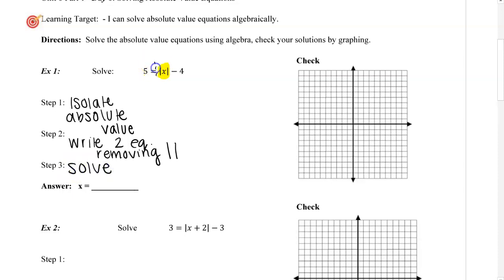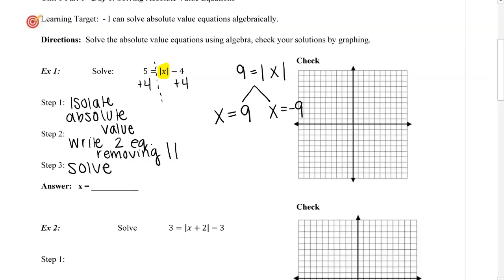So for this first one, just like when we solve a one or two step equation, we want to get the x by itself. Here we want to get the absolute value by itself. So we're going to add 4 to both sides. We get 9 equals the absolute value of x. Then we are going to write two equations and drop our absolute value bars. When I say two equations, we are going to say x equals 9 and x equals negative 9. So we want the value that we see and the opposite of the value that we see. In this case, our two solutions are 9 and negative 9.